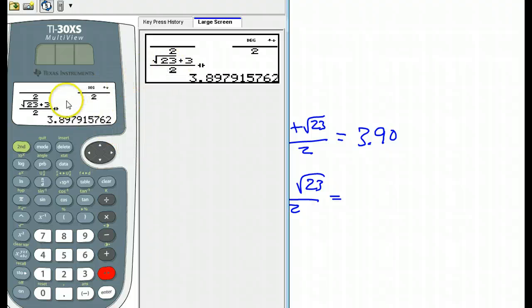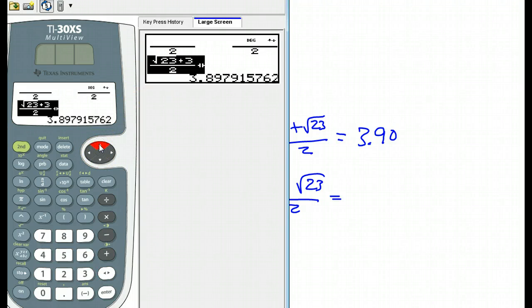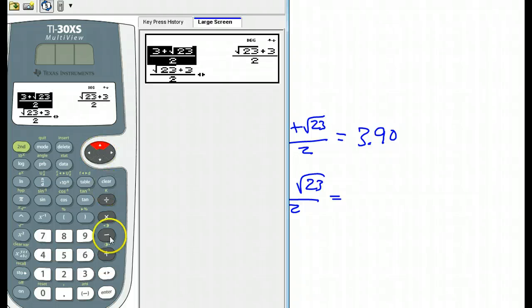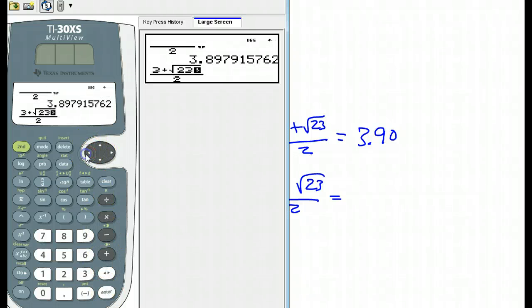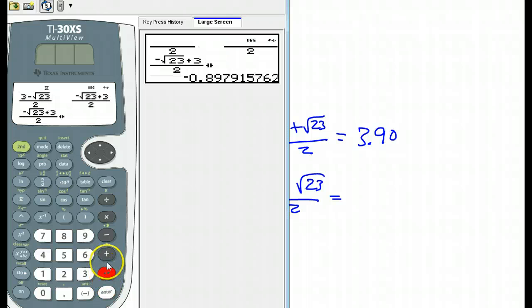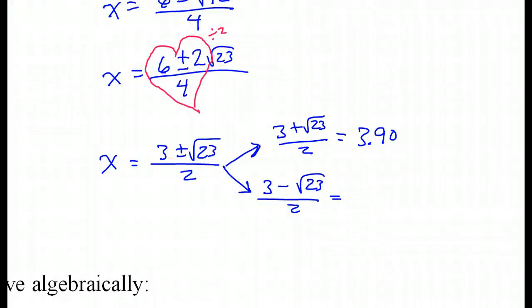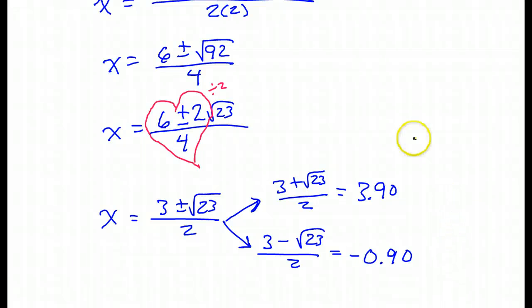Now we need to do 3 minus. Alright, and that is negative 0.897. So that's negative 0.90. Okay, so these are the two x values that we're dealing with in decimal form.